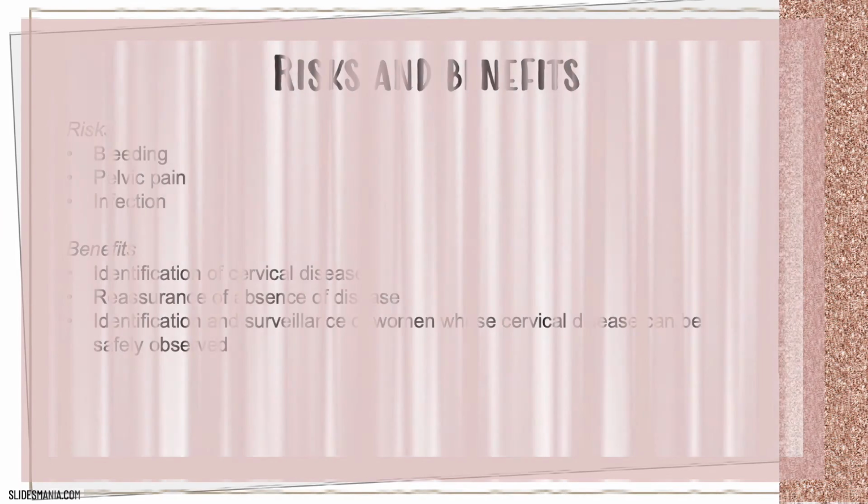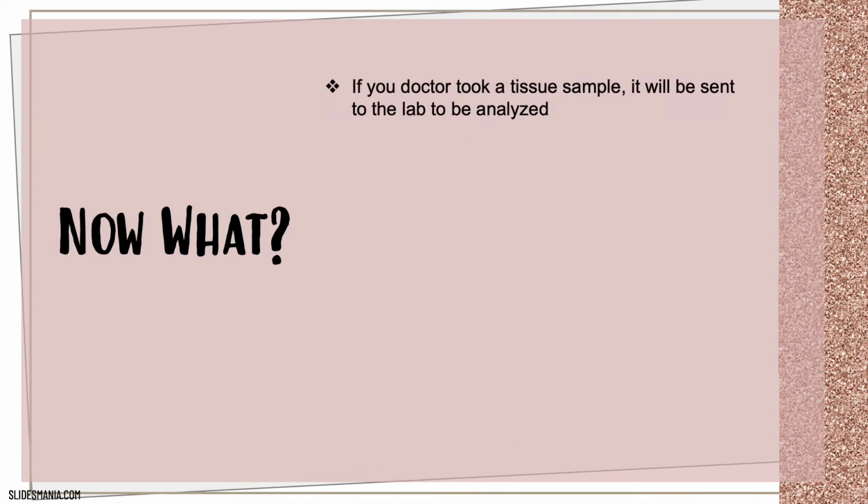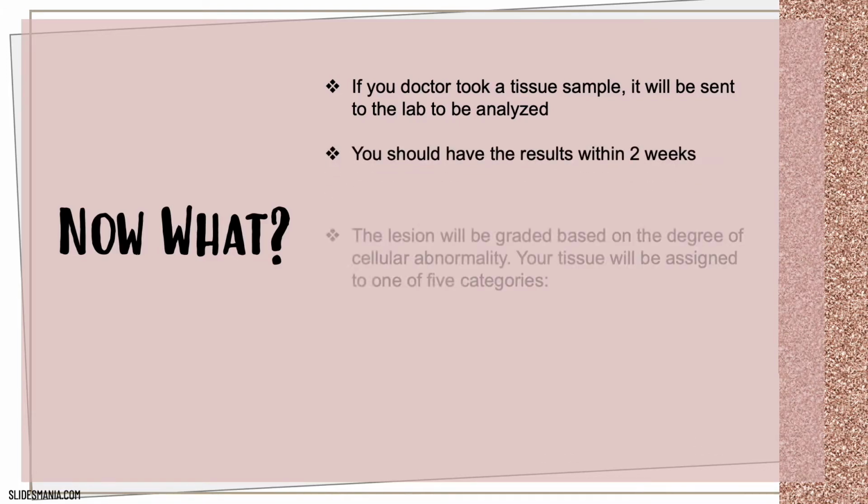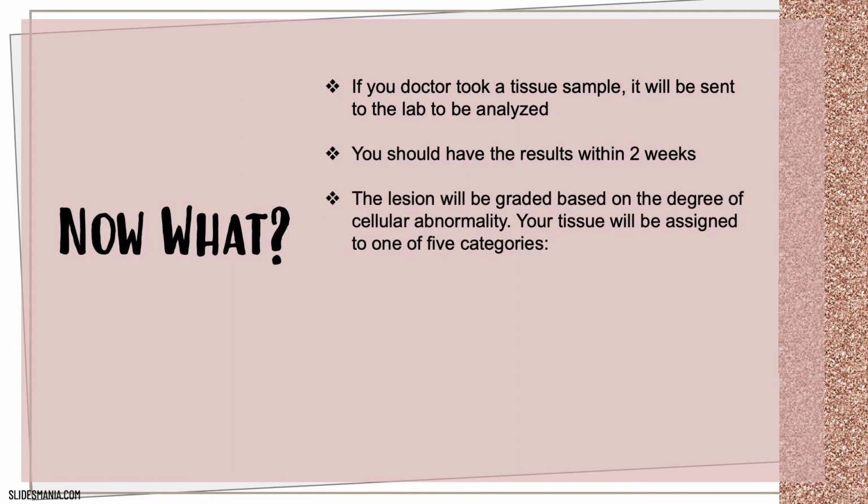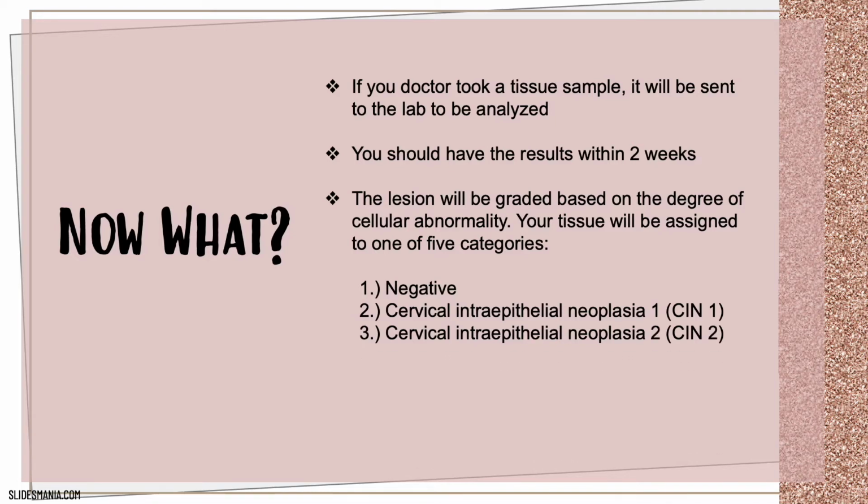So now you may be asking, what are the next steps? If your doctor took a tissue sample, it will be sent to the lab to be analyzed. You should have the results back within 2 weeks. Your tissue sample will be assigned to one of 5 categories. First, you could have a negative result. Next, it could be assigned cervical intraepithelial neoplasia 1, also known as CIN1. Thirdly, it could be cervical intraepithelial neoplasia 2, also known as CIN2. Fourth, it could be assigned cervical intraepithelial neoplasia 3, also known as CIN3. And lastly, the sample can show the presence of cervical cancer.